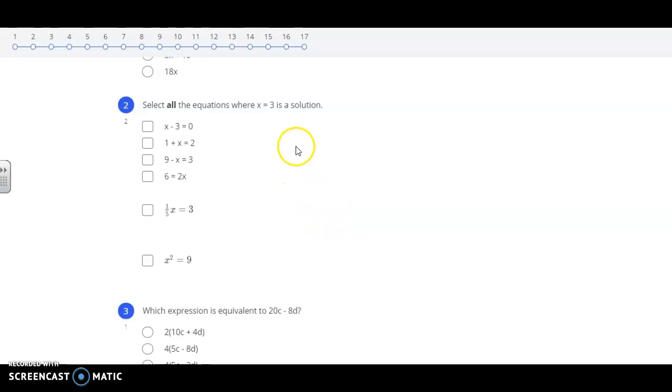Number 2, select all the expressions where x equals 3 is a solution. You can choose x - 3 = 0, 1 + x = 2, 9 - x = 3, 6 = 2x, 1/5 x = 3, or x^2 = 9. Remember, you need to choose all the equations where x equals 3 as a solution. Pause and solve.